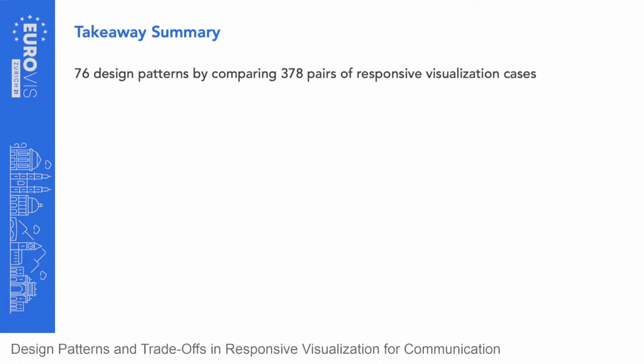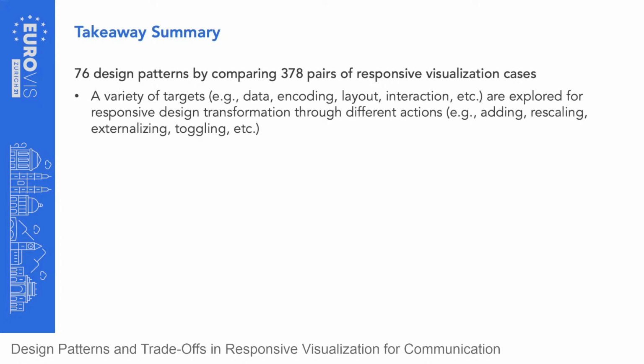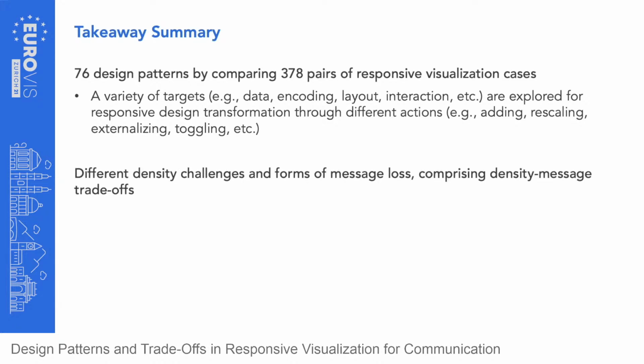In summary, we characterized 76 design patterns for responsive visualization by comparing 378 pairs of responsive visualization design cases. Various targets such as data, encoding, layout, interaction, etc. are explored for responsive design transformation through different actions such as adding, rescaling, externalizing, toggling, etc. We further identified different density challenges and forms of message loss comprising density message trade-offs in responsive visualization.